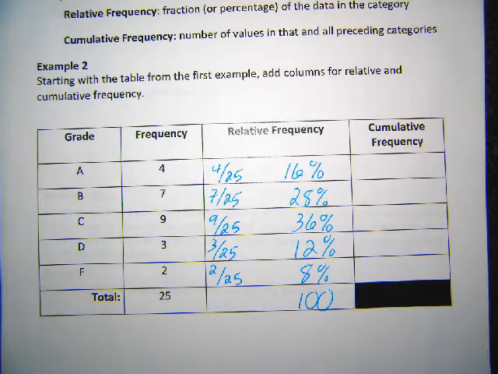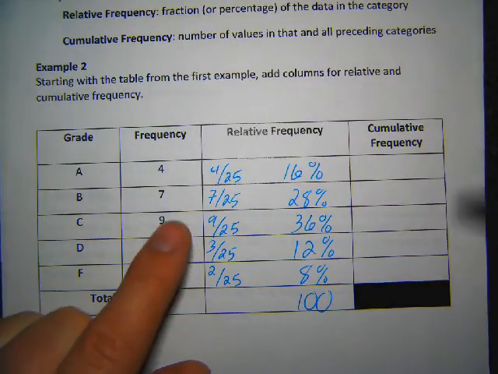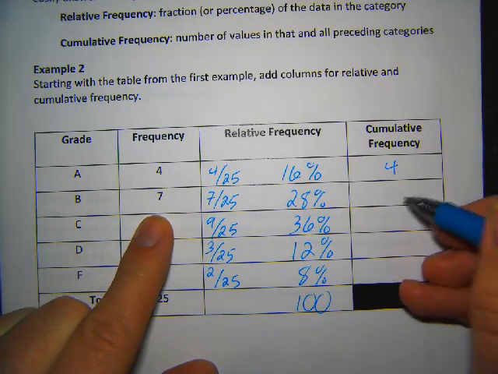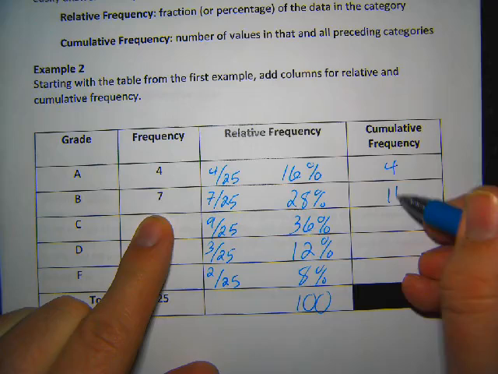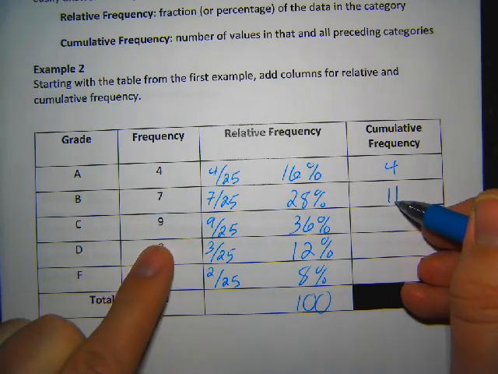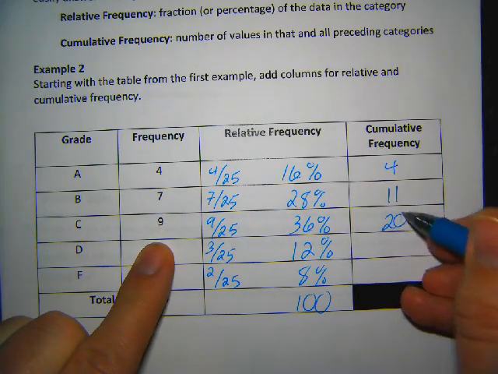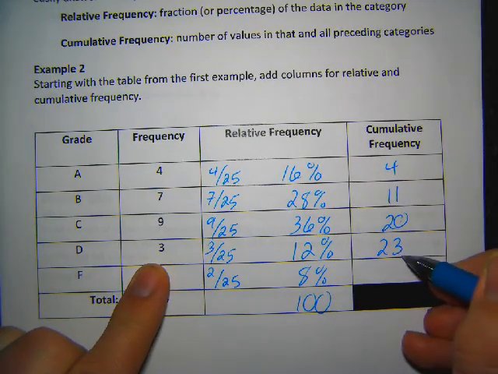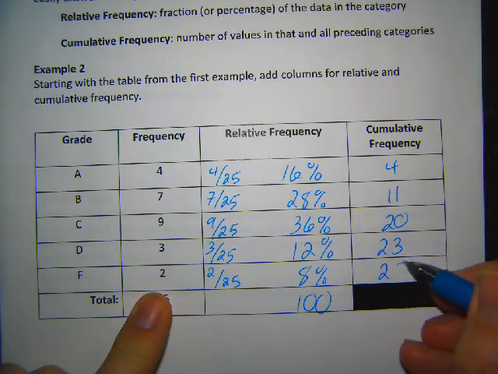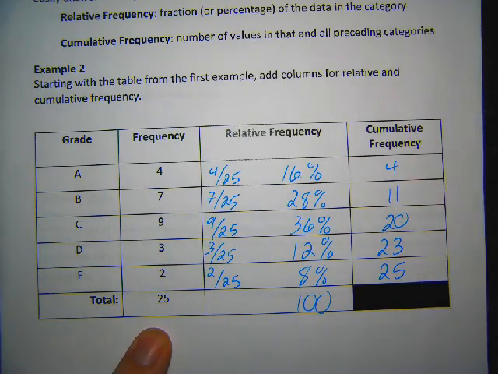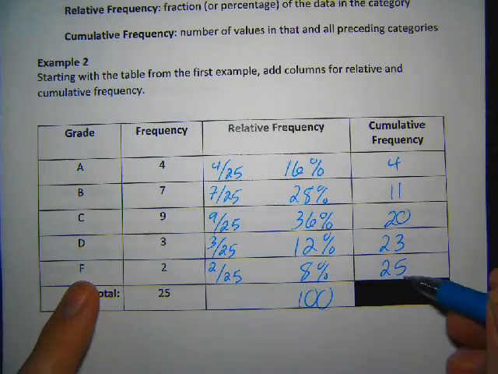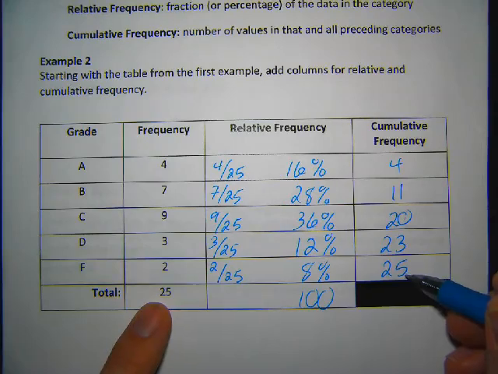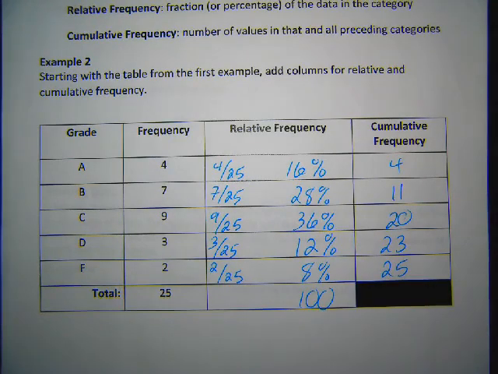Cumulative frequencies, like I said, is the running total. So with cumulative frequencies, we just start off. There's 4 people with A's or better. Then for B's or better, we just add the 7 onto that. We have 11 people with B's or better. Add 9 more, and we have 20 with C's or better. Add 3 more, and we have 23 with D's or better. Add 2 more, and we have 25 for F's or better. Of course, the last category should be everybody, so it should be the same as your total. If that doesn't happen, you're doing it wrong. So it makes sense that it's 25.